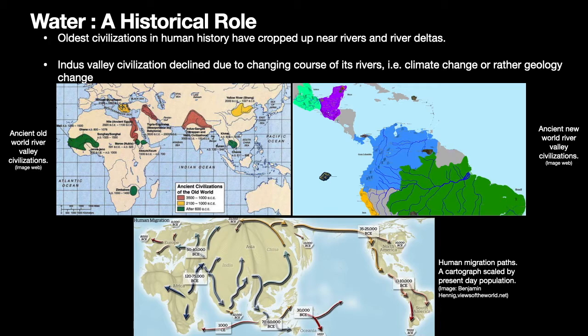So ancient civilizations like the Nile River civilization cropped up in the northern part of Africa. So Nile is basically like a huge oasis in between the northern African desert, the Sahara Desert, and as we all know, the Egyptian civilization cropped up along the Nile River and its delta.